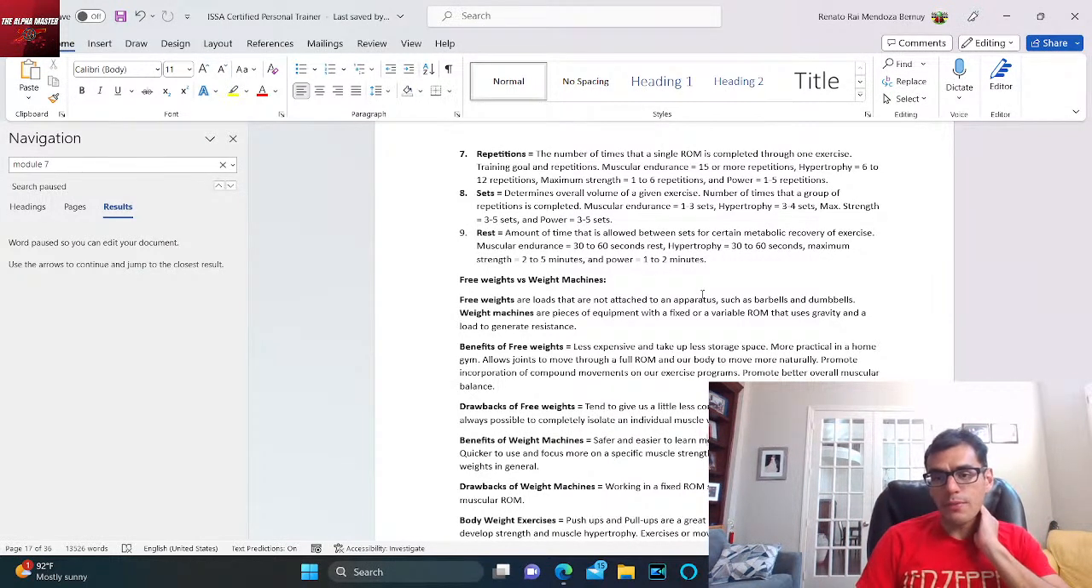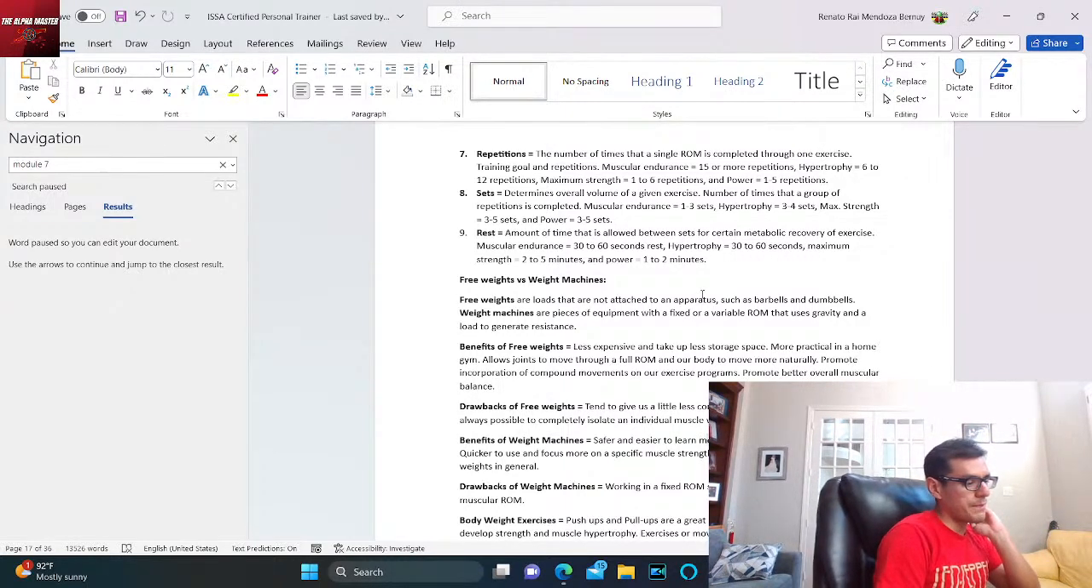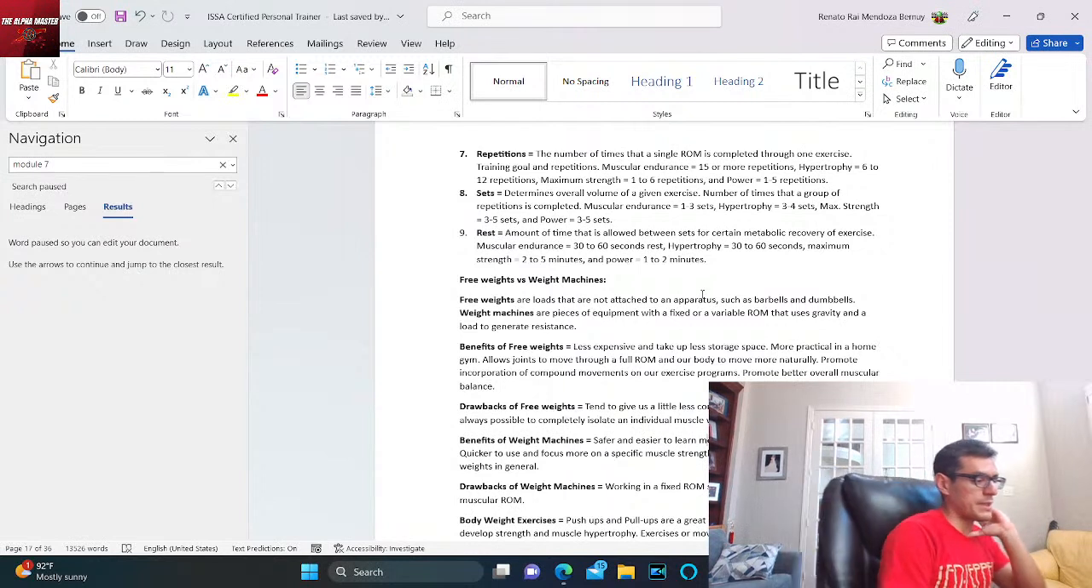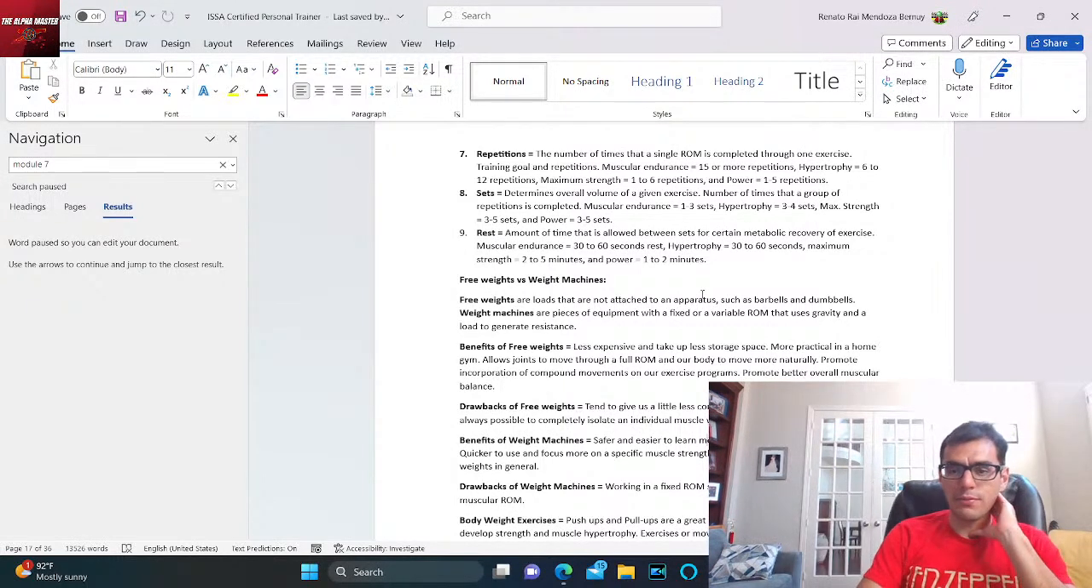And it isolates muscles better than free weights in general. So the benefit of weight machines is that they isolate a single muscle or muscle group for the purpose of generating progressive overload faster, more efficiently, and quicker, and may be safer as well.